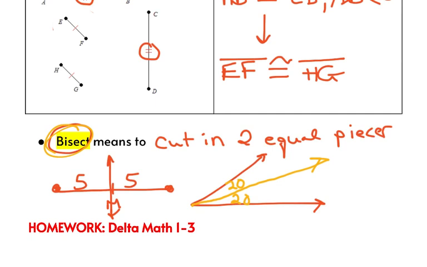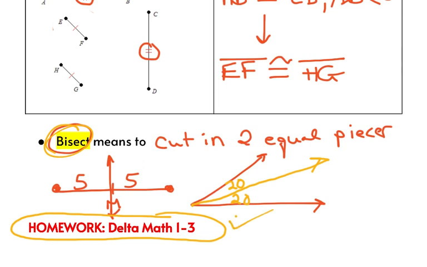So your homework for this section is Delta Math, and you'll be showing your work on a separate sheet of paper. Because there's quite a bit of algebra in our segment addition postulate stuff, we'll need some work shown for that.